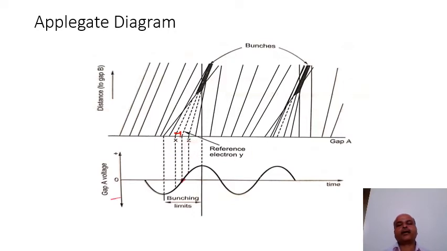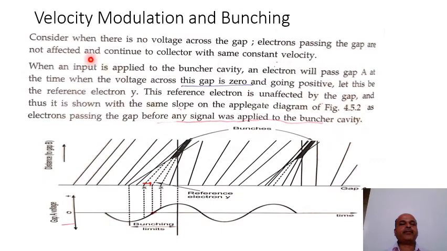So we will start the explanation of this Applegate diagram. Consider when there is no voltage across the gap. When there is no voltage across the gap, that is, the gap voltage is zero.